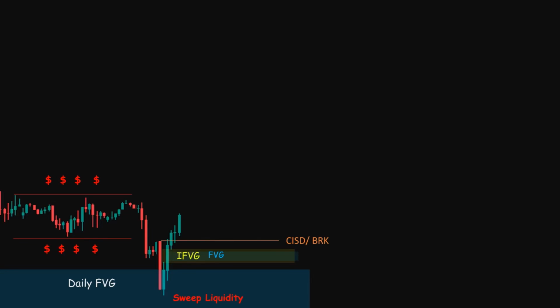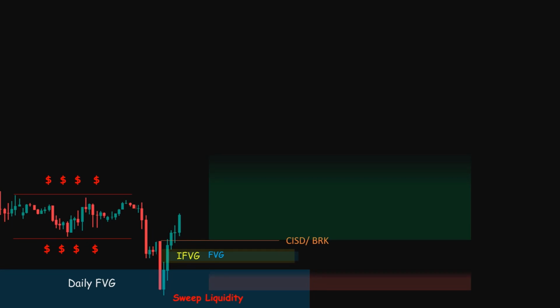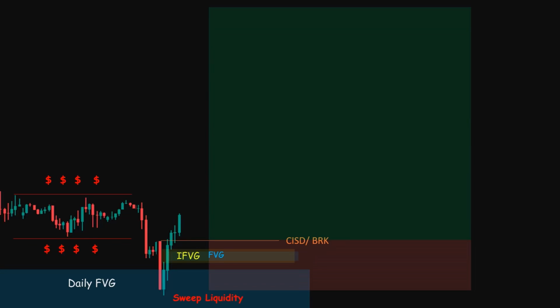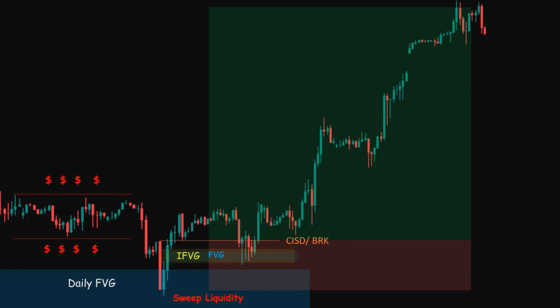Once you map it all out, you can see how all these elements line up perfectly, acting as confluence for a strong move upward. Now, where do we expect it to go next? Ideally, we'd like to see price run toward the Asian session highs and maybe keep climbing on the daily chart. Let's do a quick recap. We had a bullish bias, identified our daily setup, and then followed the reversal sequence, starting with the liquidity sweep, then the reversal, market structure shift, breaker block, and finally the fair value gap.